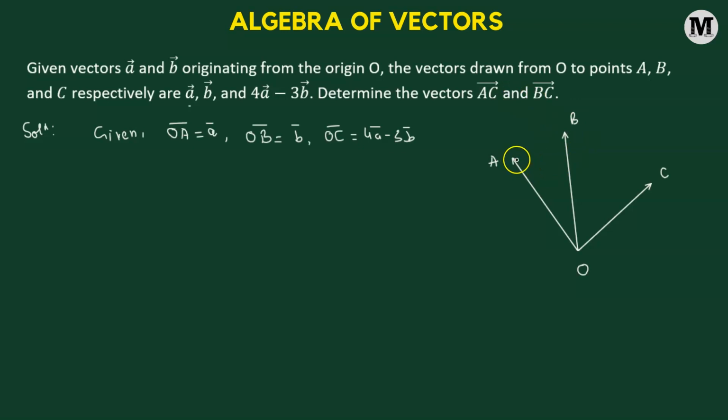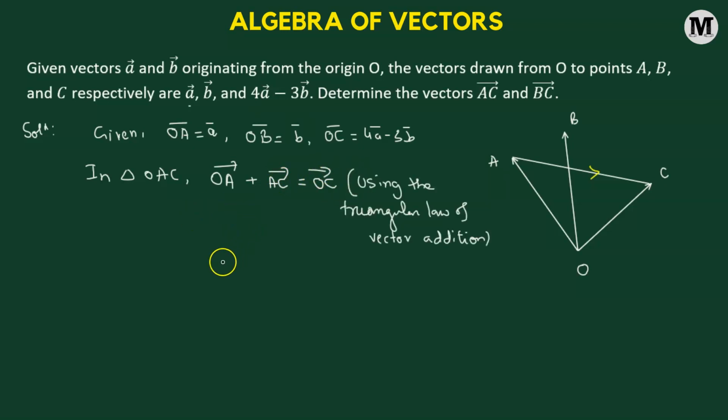Let's join A and C in such a way that A is the initial point and C is the terminal point. So here we have vector AC going from point A to point C. Now we will consider the triangle OAC, and using the triangle law of vector addition, we have vector OA added to vector AC equals vector OC.